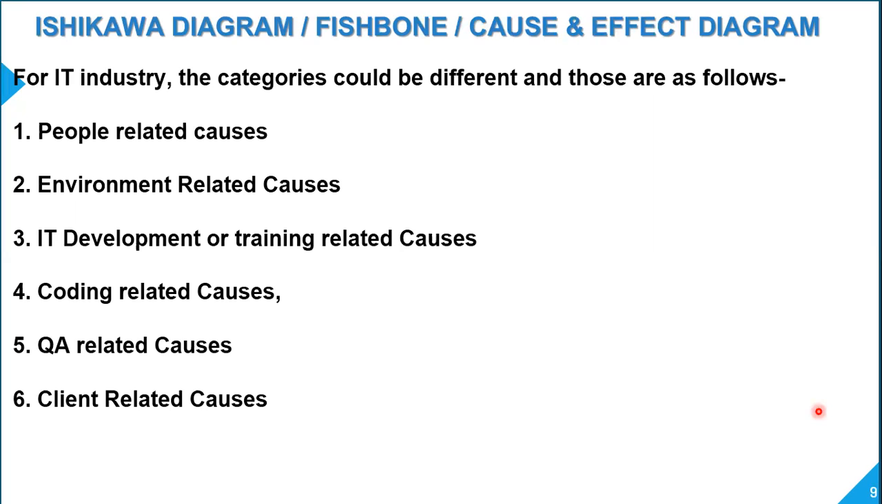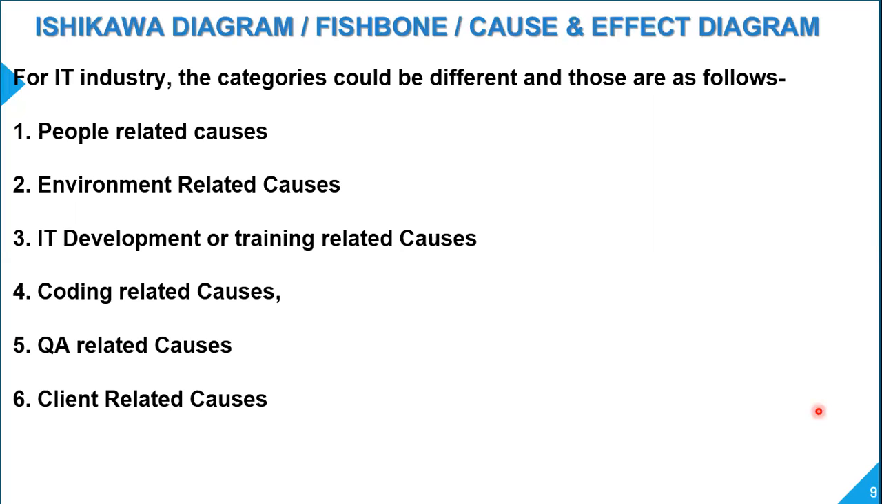First is people related, just like man related. Second is environment related causes. These are not the external environment, but the environment which we use for software development. So are there any issues associated with that environment which we use? Third is IT development or training related causes.